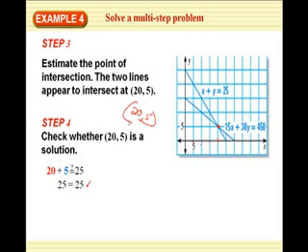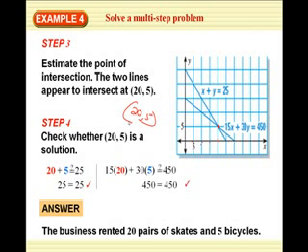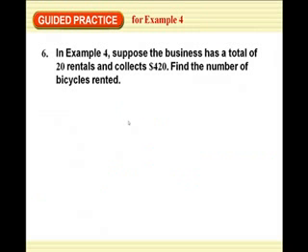So is it a solution? And that means, does it work in both of them? Yes, it does. So 20 pairs of skates and 5 bicycles. Now suppose the business has a total of 20 rentals and collects $420. Find the number of bicycles.